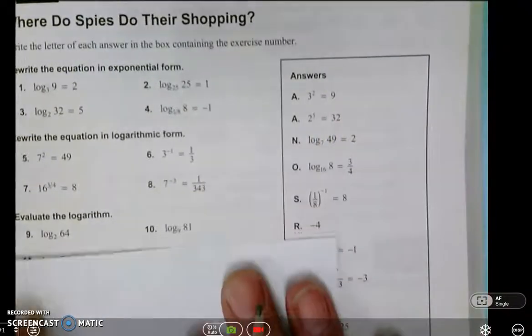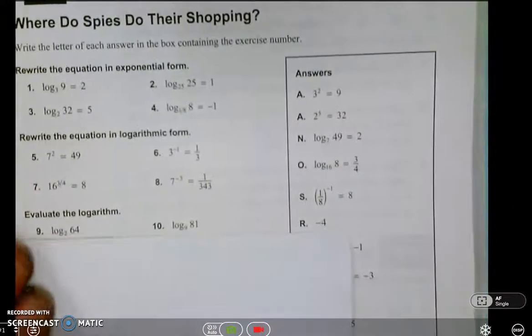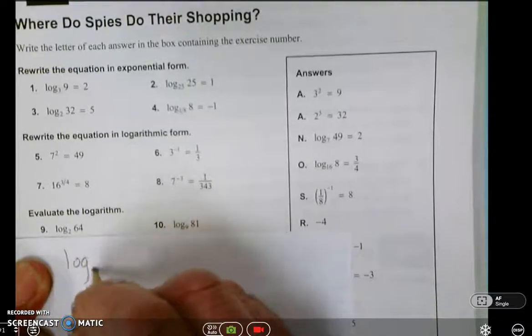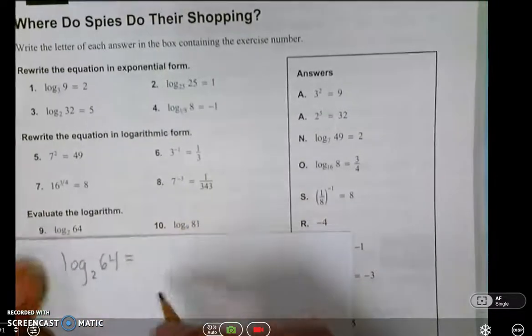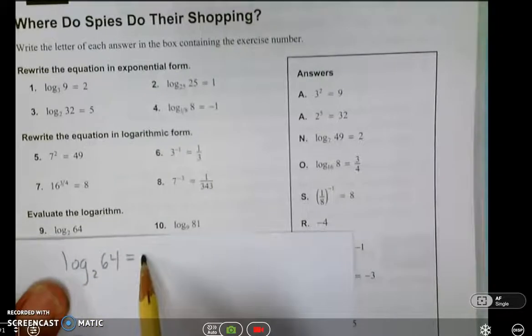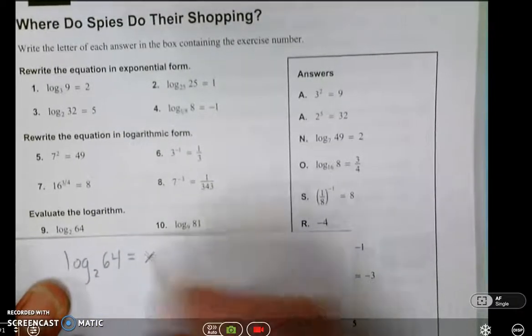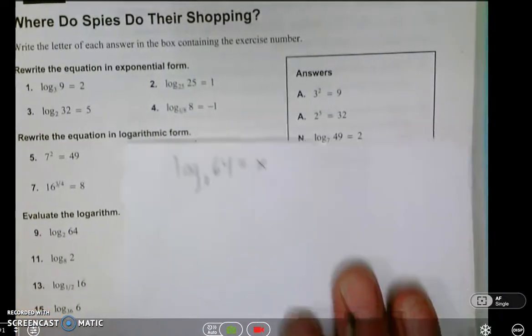Where I'm expecting people got a little bit stuck was here. So log base 2 of 64, how do you do that, or what is it equal to? Well, what we do is we say it's equal to something. We don't know what. So you could put a box, you could put a question mark. We'll go ahead and put x. Okay, let me move this over here so you can see.